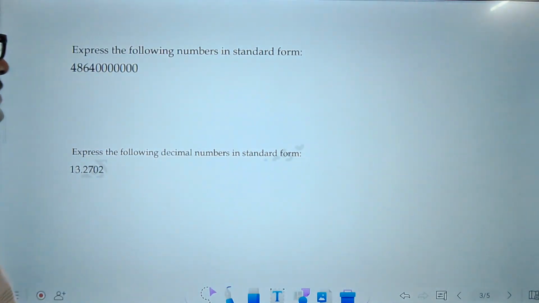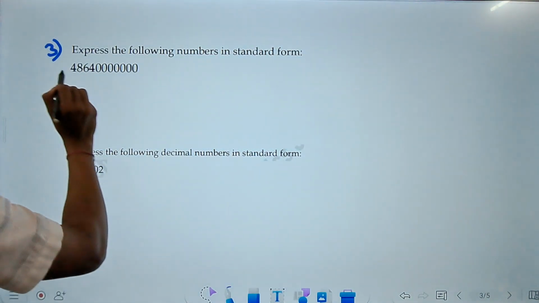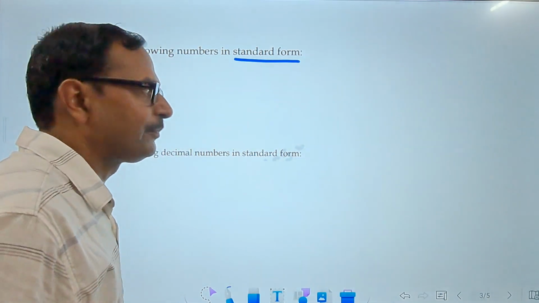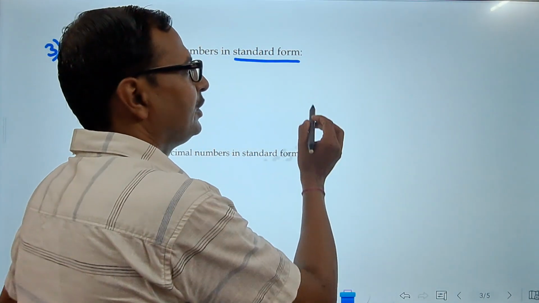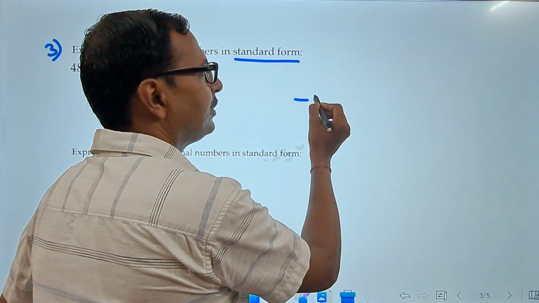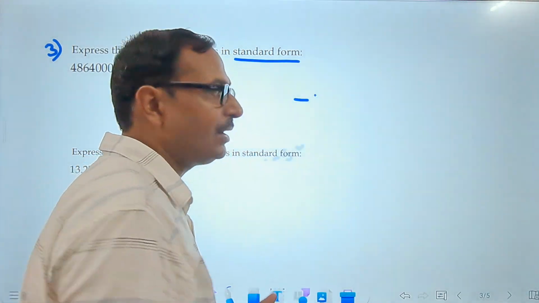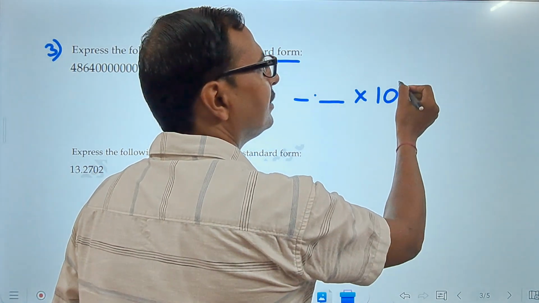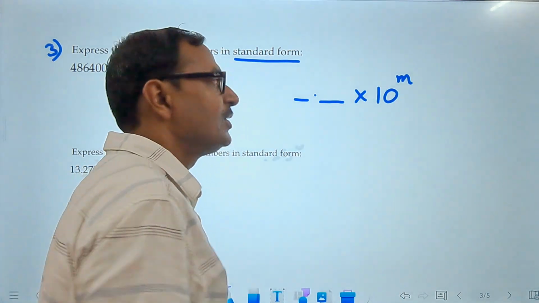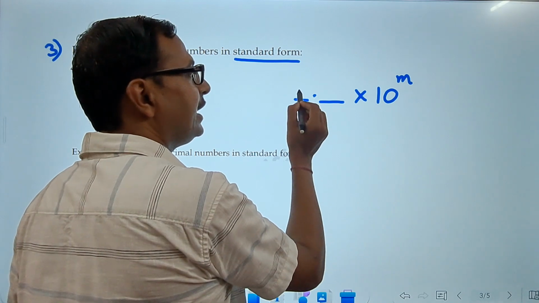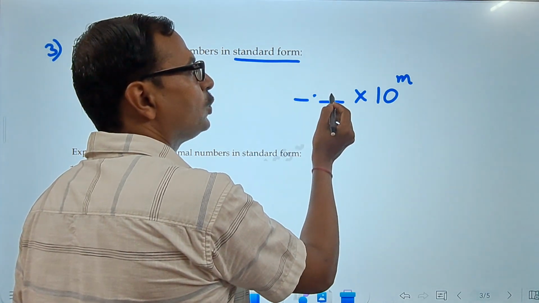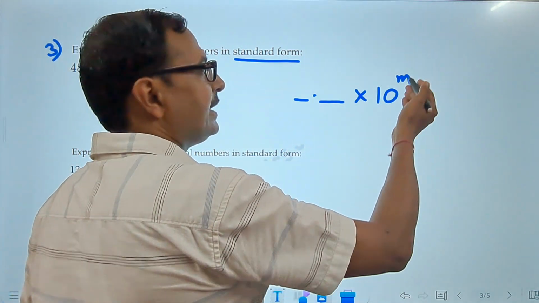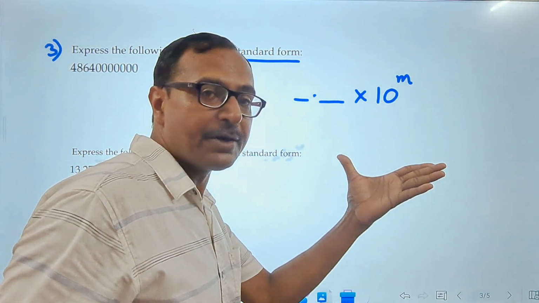Let's take some more examples. Question number 3 here, where we are asked to write something in standard form. Now what do you mean by standard form? See, in standard form you always have one digit, then a decimal, some other digits, times a power of 10. So there is only one digit before the decimal, and you can have 1, 2 or 3 or as many digits after the decimal, but it should be multiplied by a power of 10. This is called standard form.